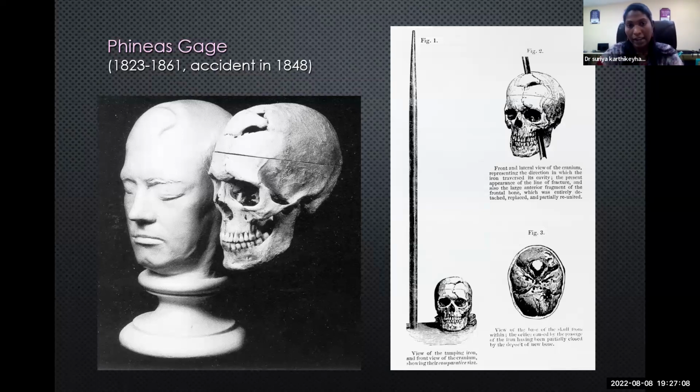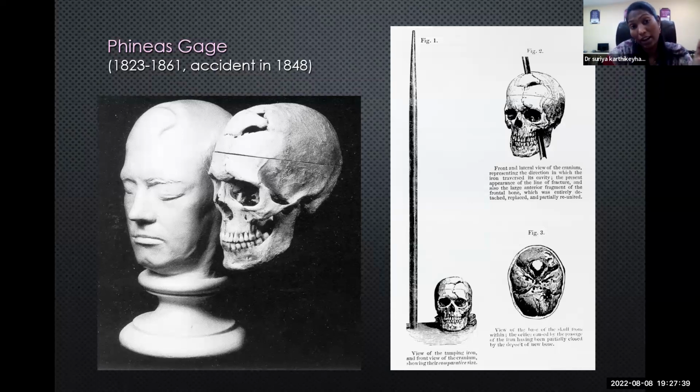Early in the 1840s, there was no such research. After this accident, the researchers took this case and did research. They were not able to recognize where this iron rod had pierced, which lobe it had affected, because we didn't have any modalities at that time. So we were not able to trace those things. Only with the behavioral changes, only with the symptoms, we were following the patient.